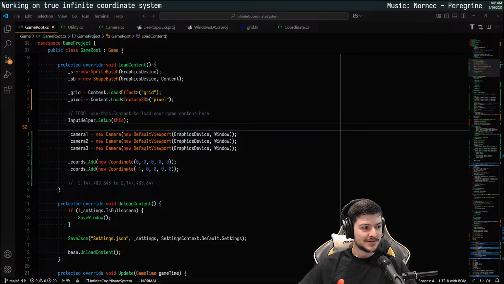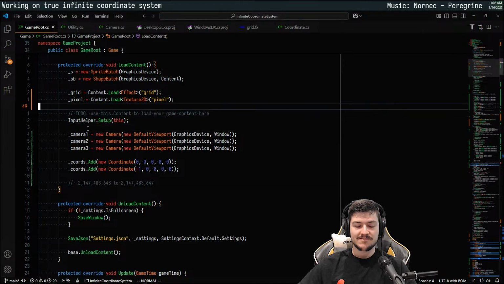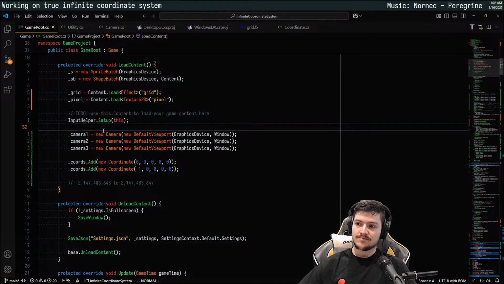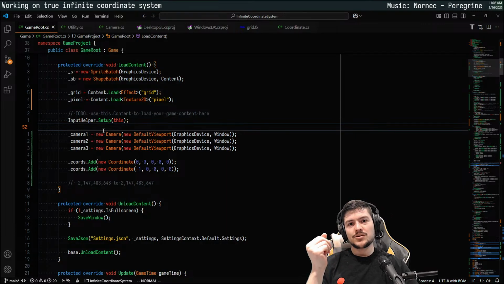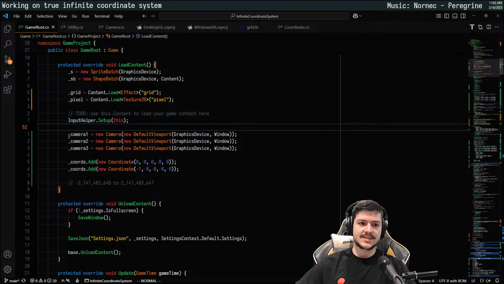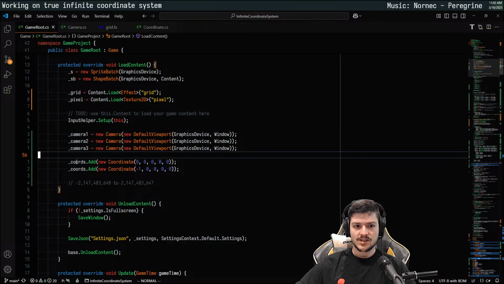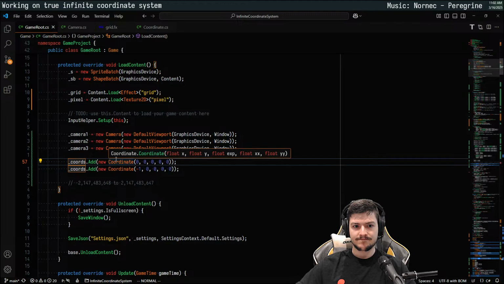Eight hours of perfect focus. Cool idea. Okay. And then the goal would be to have only the need of one single camera to navigate in this system. Okay, chord. XY exponent XXYY.